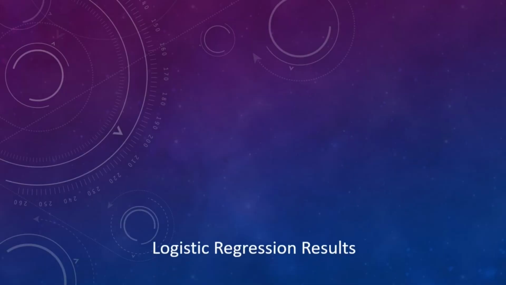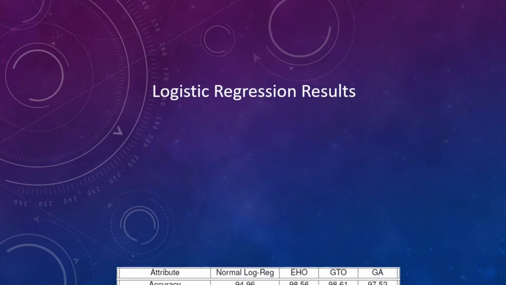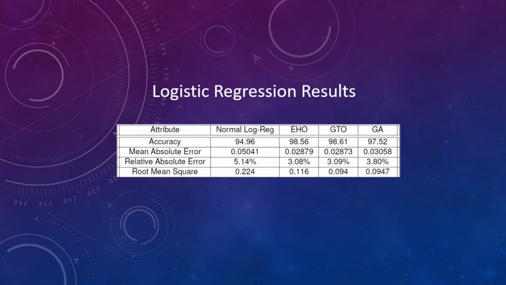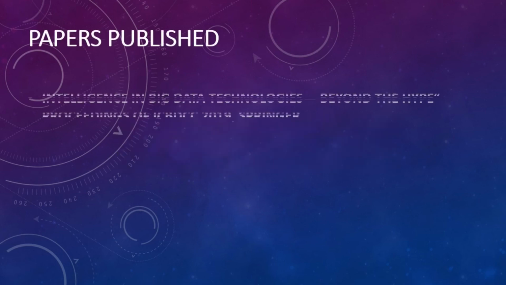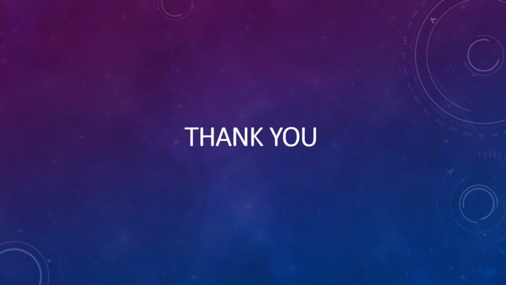We also used our general purpose optimization algorithm, which is GTO, to optimize logistic regression and used it to build a breast cancer detection classifier and improved its accuracy from 94% to 98%. We have also published our works at various conferences, including Springer. Thank you.